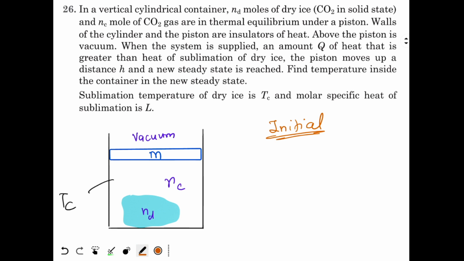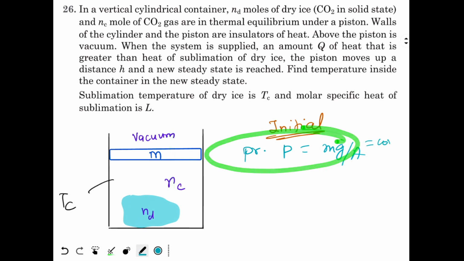Okay. Now, first of all, we look at the pressure. Pressure of the gas P will be what? Mg by area. The piston has mass m, so it is experiencing gravity force downwards. So gravitational force divided by the area of the piston should give us the pressure of the gas. Outside there is vacuum, so the pressure of the gas is only equal to mg by A. And since as the piston rises or falls, gravitational force is always acting, so the pressure remains constant. The pressure will remain constant for the system always. So initially and finally always the pressure will remain mg by A.